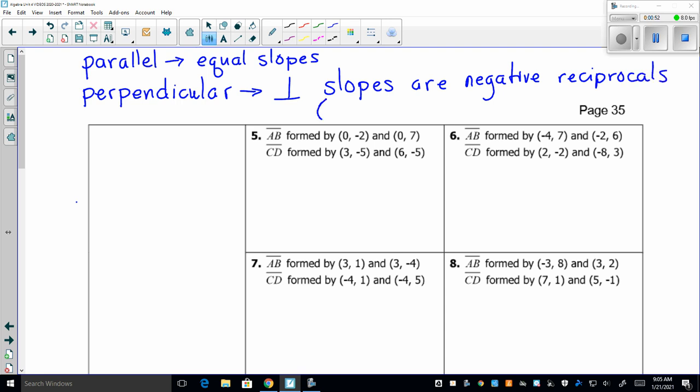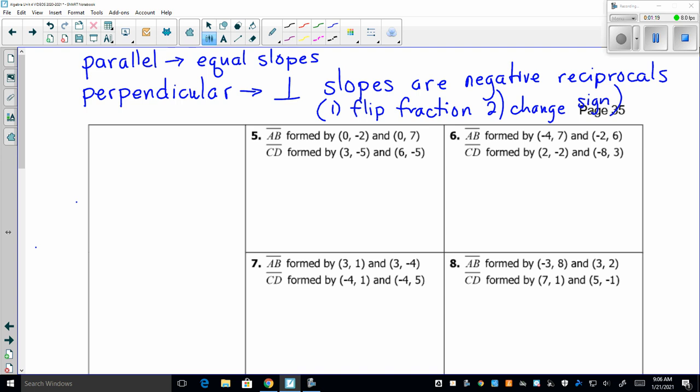And two things to remember about negative reciprocals. The first thing, take the first slope, flip the fraction, and change the sign. If it's negative, make it positive. If it's positive, make it negative. So negative reciprocals just means you're negating the sign, which means you're changing the sign.